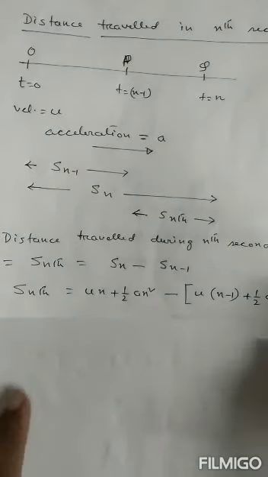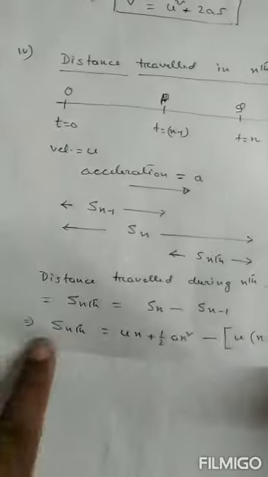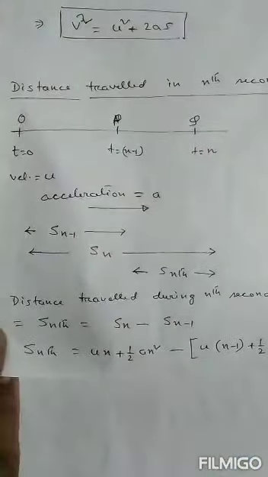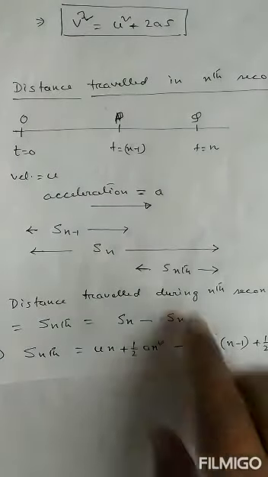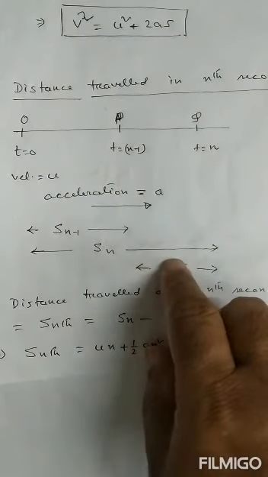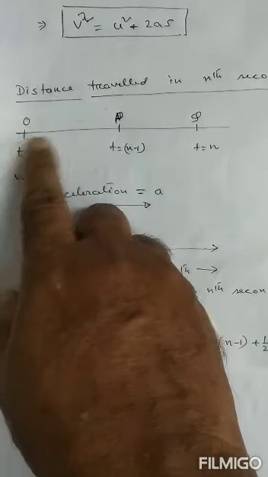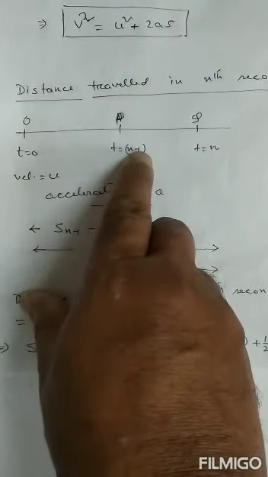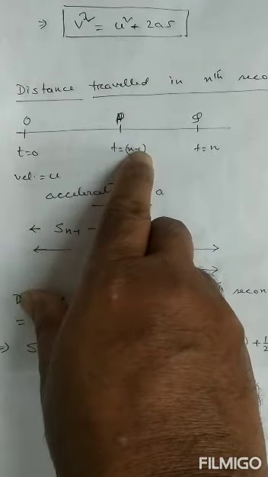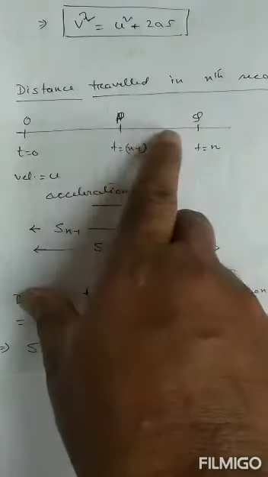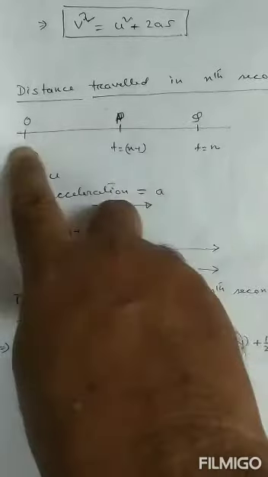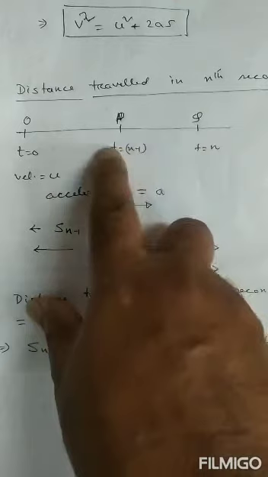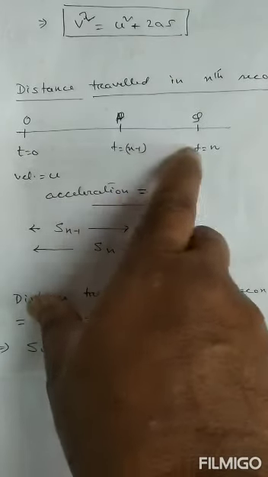Okay? Now we are going to derive the fourth equation, the distance travelled during the nth second of the motion. What is called the nth second? Let a body move from O to P during the time interval 0 to n minus 1 second, and the body moves from O to Q in the time interval 0 to n. Then this distance is called the distance travelled during the nth second.